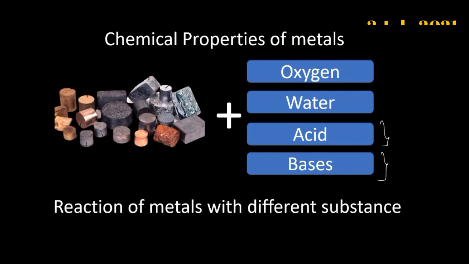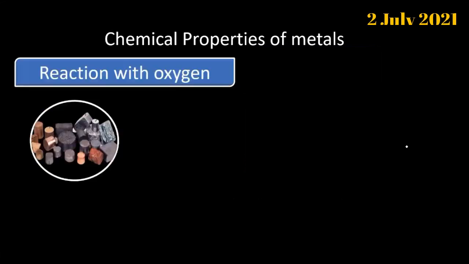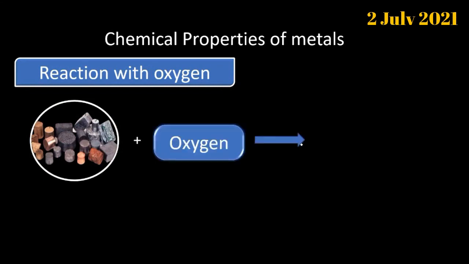However, before we go to understand that, we shall quickly revise how the metals react with oxygen and water and then move to acids and bases, right? That will help us to connect all these properties together. So here we'll go. The first one is oxygen, and that is how metal reacts with O2. So when the metals are exposed to oxygen, they convert into metal oxides.